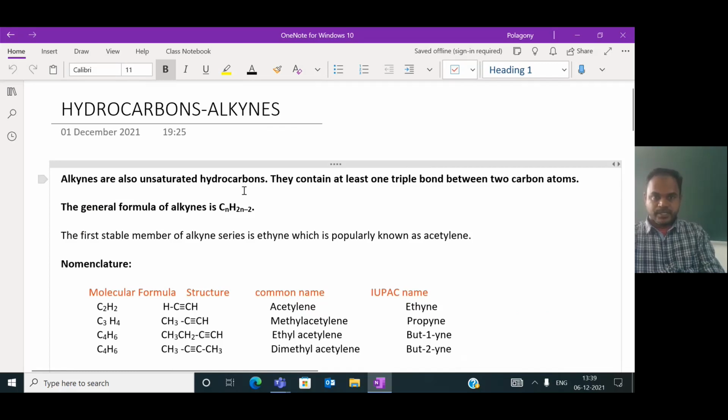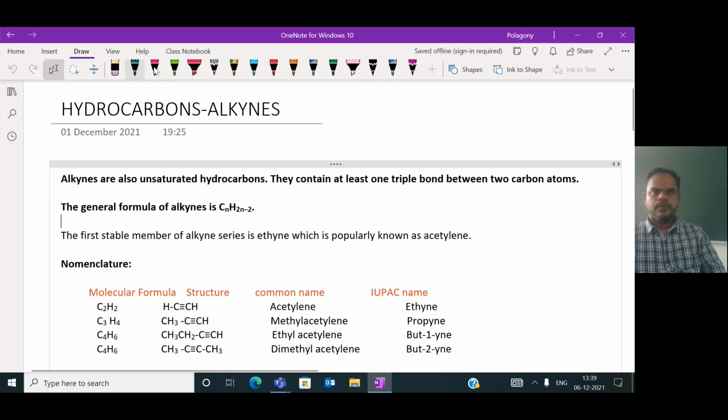Alkynes are unsaturated hydrocarbons. They contain at least one triple bond between two carbon atoms. The general formula of alkynes is CnH2n-2, where n is equal to or greater than 2.